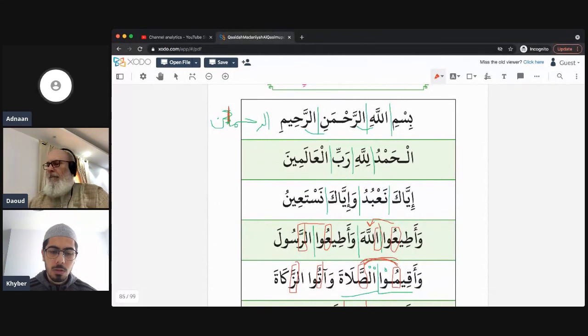So, Bismillahir Rahmanir Rahim, Alhamdulillahi Rabbil Alameen. If you guys can master the verses, with the meaning also is good. When you're reading in your salah, you can go over it.